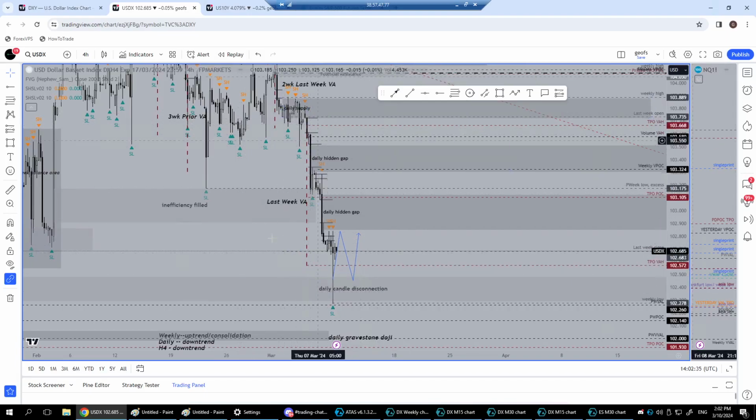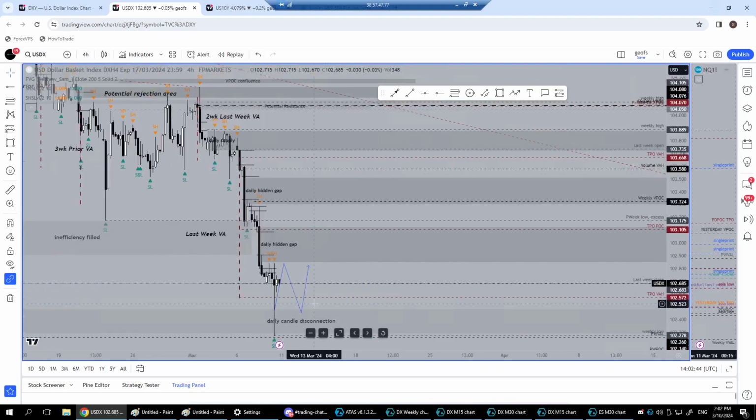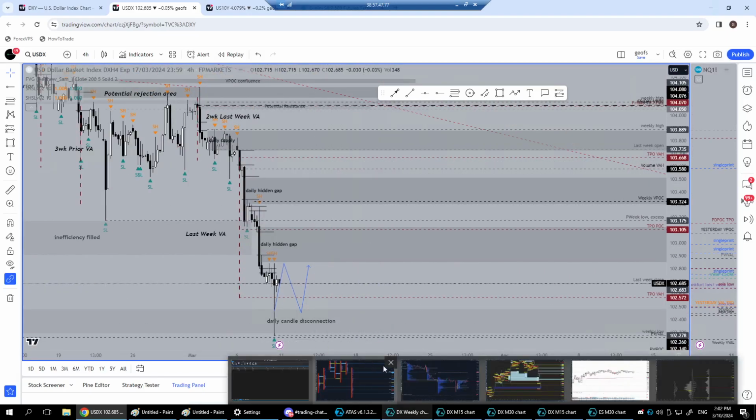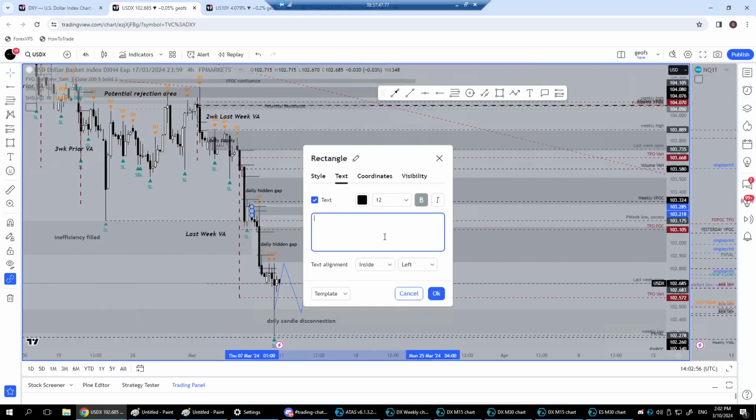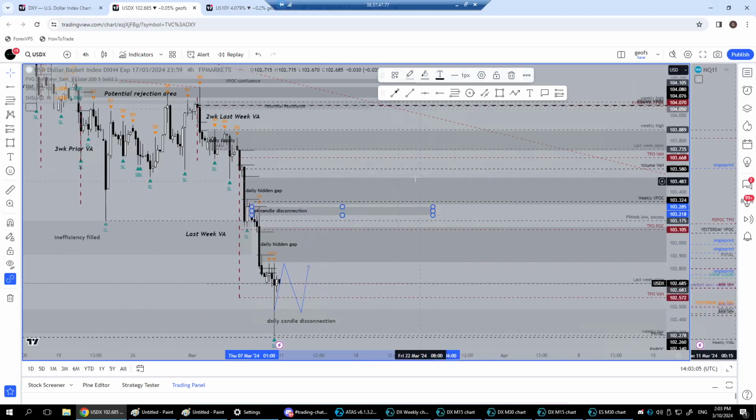Okay, so this is where we established fair value on the dollar index this week in this area. I'm just noticing this little disconnection between candle bodies as well. I don't really have a name for this, I'll just call it that. If anyone has a catchier name than candle disconnection, go for it. See, it's not quite a gap because there's a wick through it, it's just the bodies are disconnected. You know what I mean?